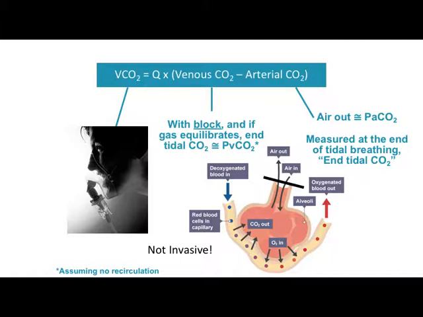So we can do this. We can get all of the values to satisfy this equation. We can get VCO2. We can get arterial CO2 by measuring just air at the end of each breath. And we can get venous CO2 by trying to approximate the point of equilibrium when we close off the lungs. If we have those three values, we can calculate cardiac output.